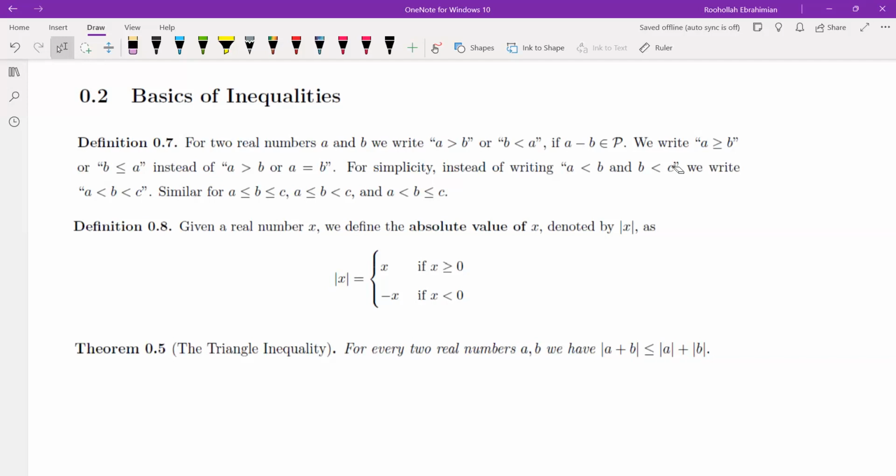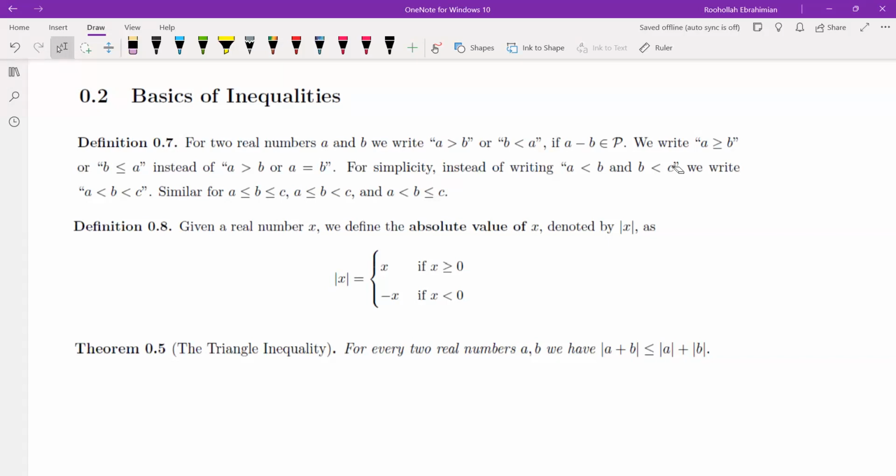So here is the definition of inequality first. If you take two real numbers a and b, we say a is more than b, or b is less than a. Those are the same thing, as long as a minus b is a positive number. And we say a is greater than or equal to b, or b is less than or equal to a, if a is greater than b or a is equal to b.